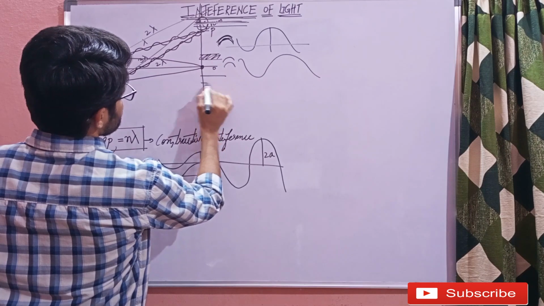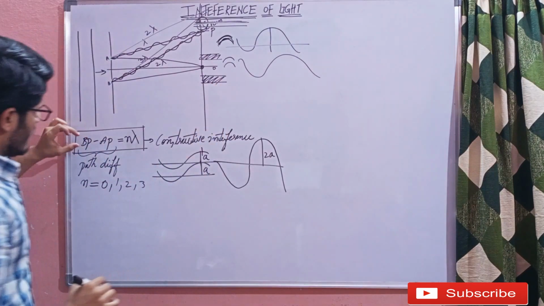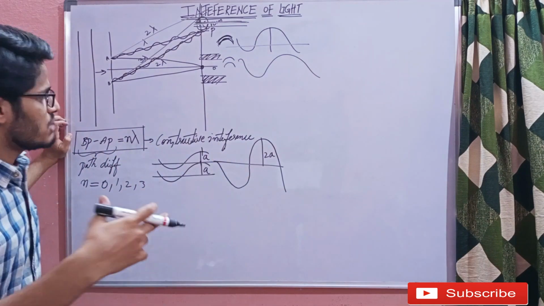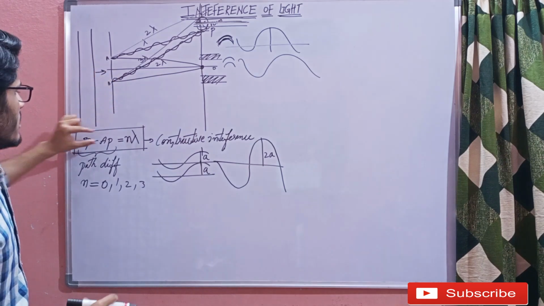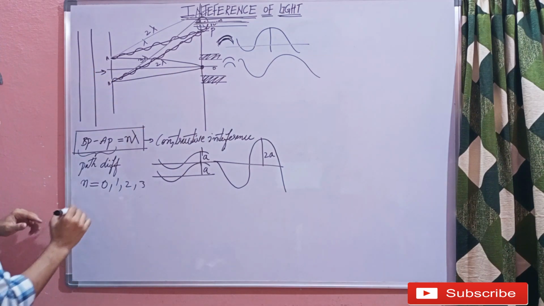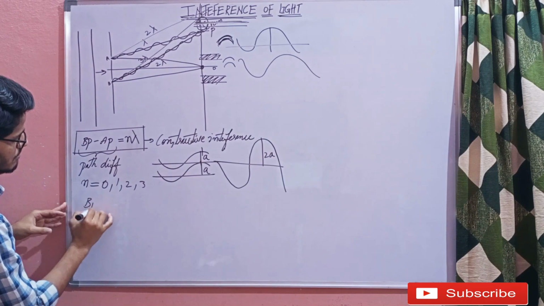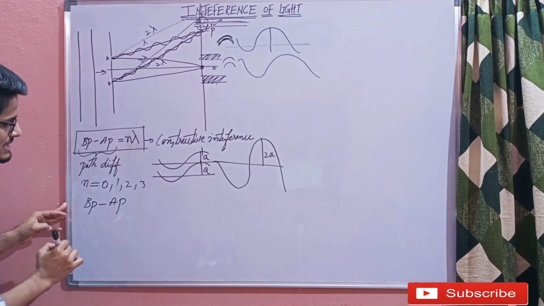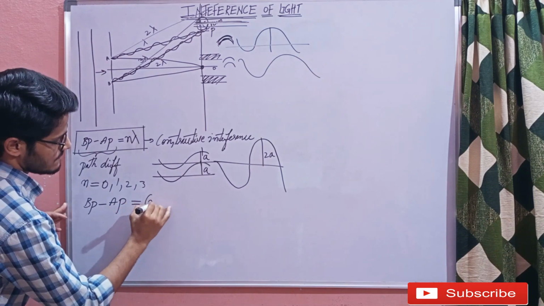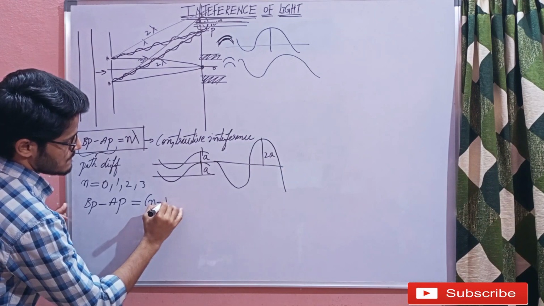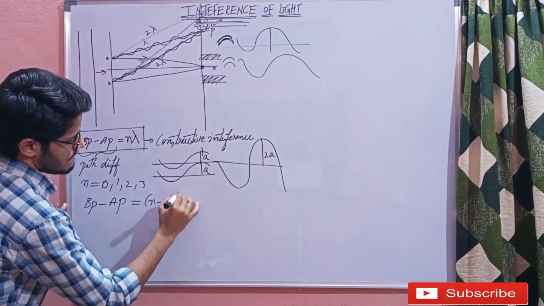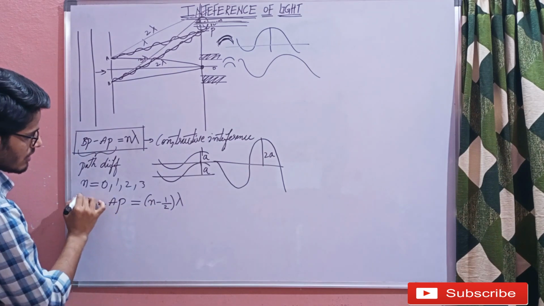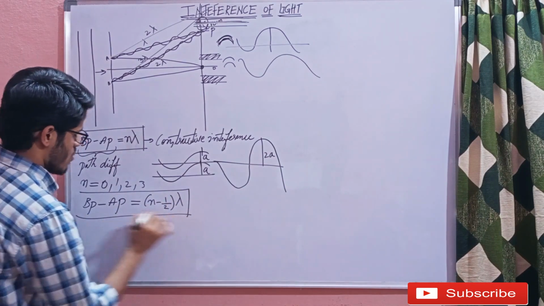Now we'll see the condition. Like we have expressed mathematically the condition for constructive interference, similarly we'll express the condition for destructive interference. You can guess now. The path difference BP minus AP should be (n minus 1) by 2. This is the condition for destructive interference.